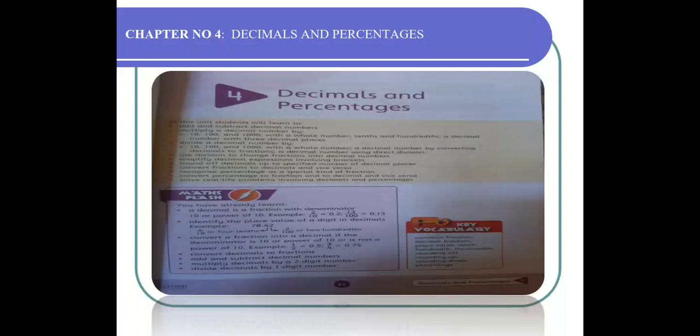The next chapter is chapter 4, decimals and percentages. There are two topics, decimals and percentages. After reading this chapter, you will be able to solve the questions of addition, subtraction, multiplication, and division of decimal numbers.